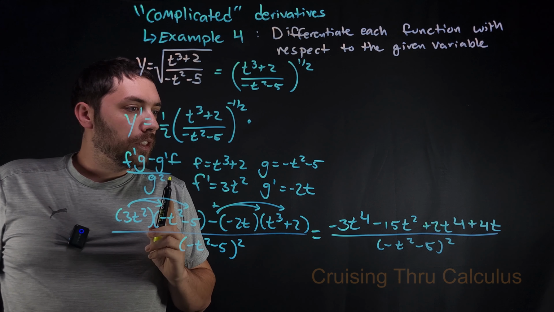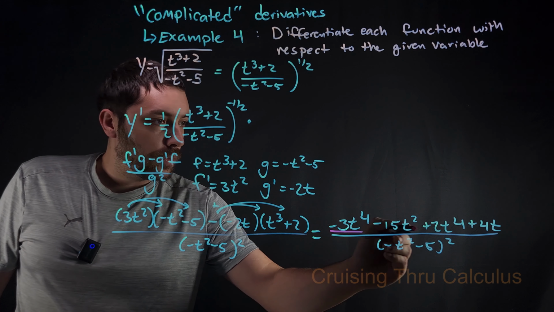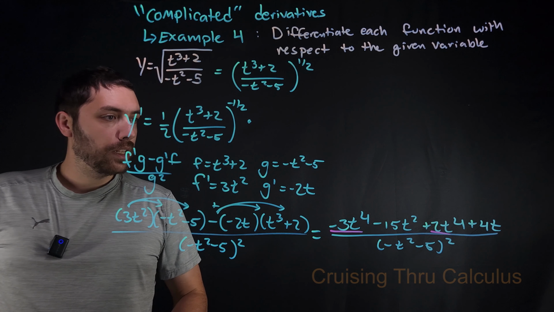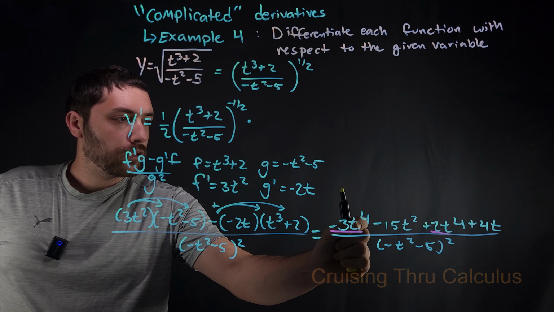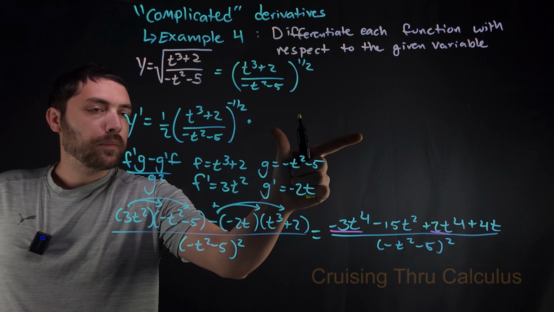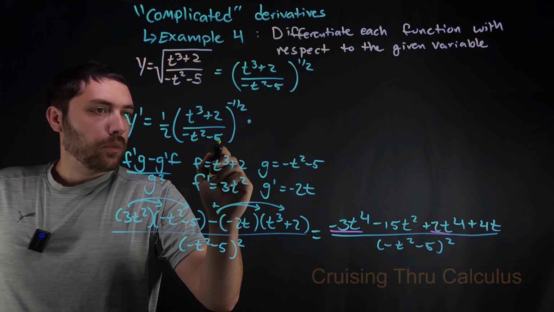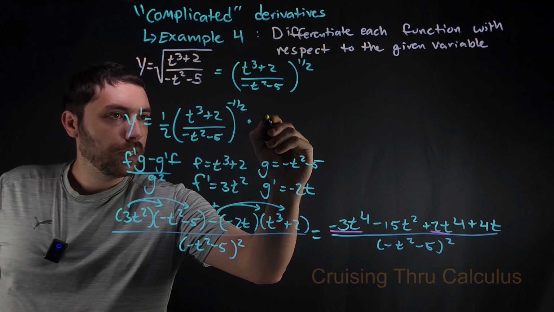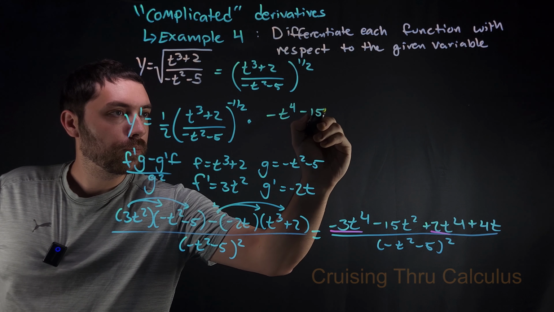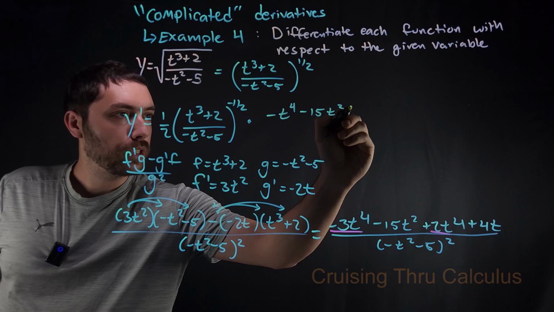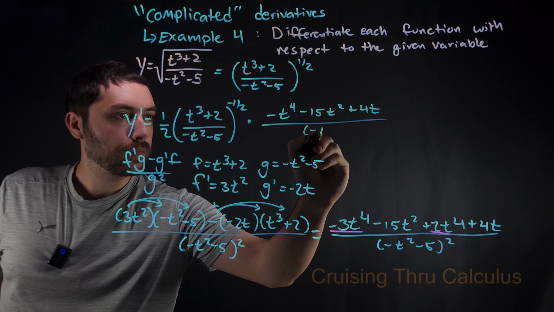All right, now, it does look like we can combine some like terms here. I do notice that we have a negative 3t to the fourth and a 2t to the fourth. So that'll give us just a negative t to the fourth. So let's take that, combine those two, and I can finally write this up here. Because remember, we were trying to find the derivative of the inside piece, and this is it here. So we're going to multiply by negative t to the fourth minus 15t squared plus 4t all over this part here.